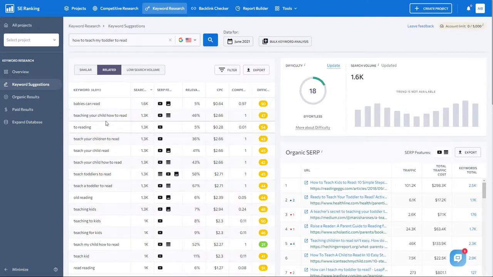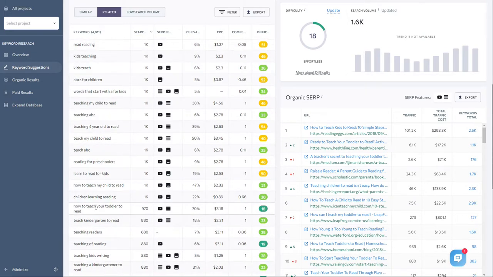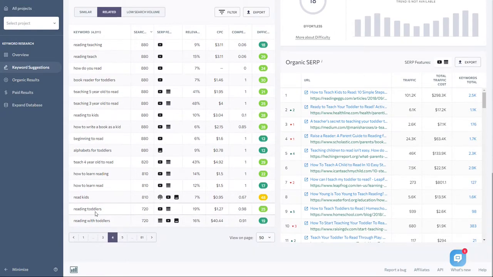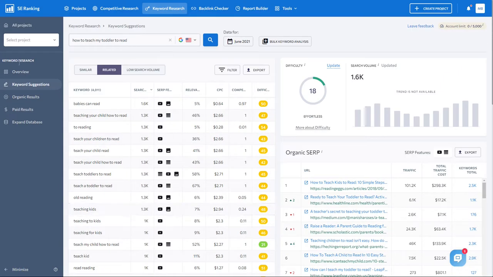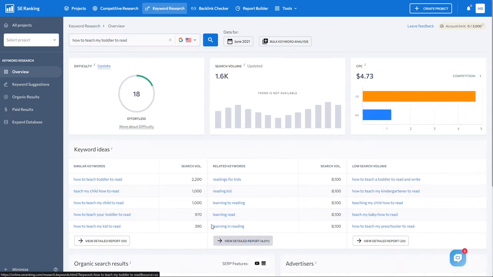Teach your child how to read, words that start with A for kids, teaching my child to read, how to teach your toddler to read. So yeah, these are all still on point, and we got a lot of them. Like I said, when we look at the related, we got like 4,000. That's so many more ideas than you get with KWFinder. So I have to say, I'm pretty impressed with this tool. This is looking pretty good.